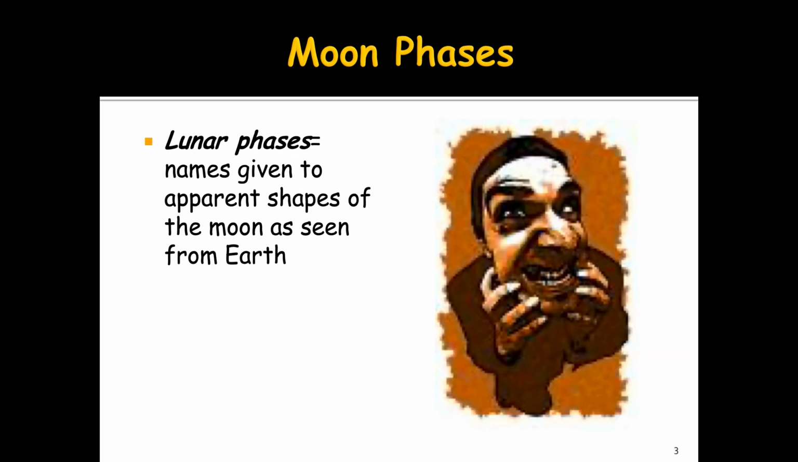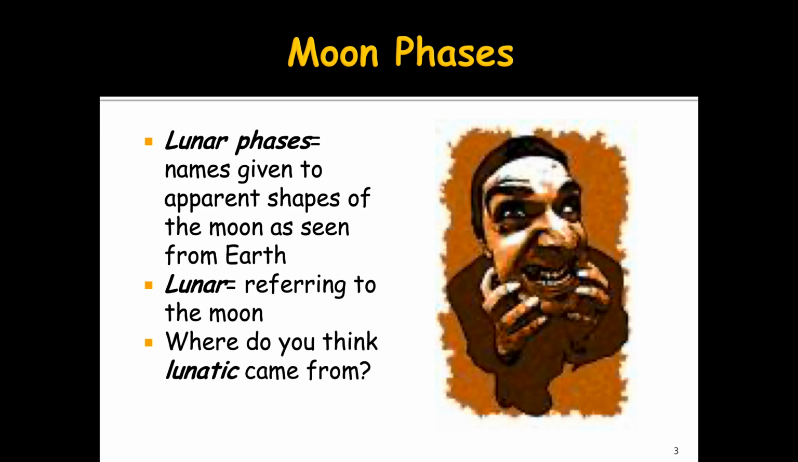So lunar phases, what are they? They're just the different names that are given to the different shapes that we would see the illuminated, or the bright, part of the moon from Earth. There's that word lunar, and whenever we see lunar, it's just referring to the moon. It comes from the Latin root of luna. Perhaps you've heard of a lunatic.